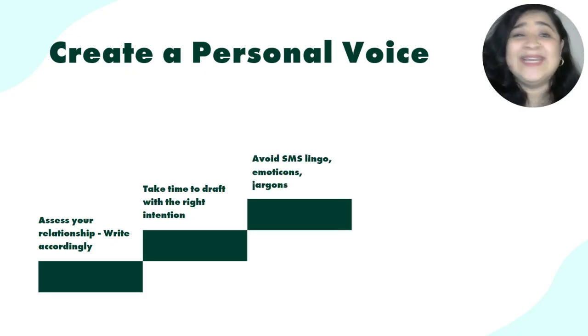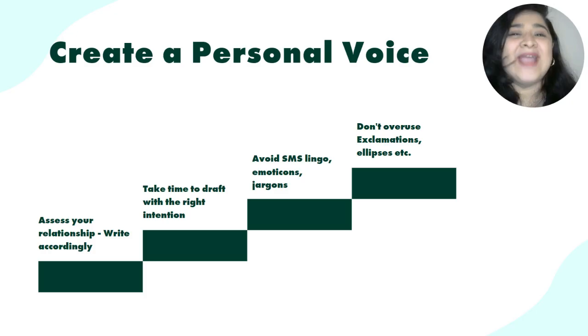You want to avoid any kind of SMS lingo, emoticons and jargon based on the person that you are writing to. We have a tendency to use a lot of exclamations, ellipses and smileys, emojis. So what we want to do is actually convey our feelings in a better manner when you're writing, and therefore don't overuse exclamation points, and so on and so forth.